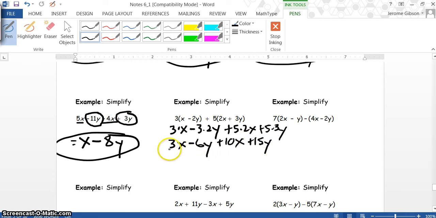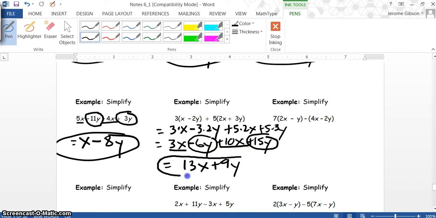Now we combine like terms. We have 3x plus 10x, which is 13x. And now we look at our y's. We have a negative 6y plus 15y. We combine these terms and that'll give us a positive 9y. And that's the final answer.